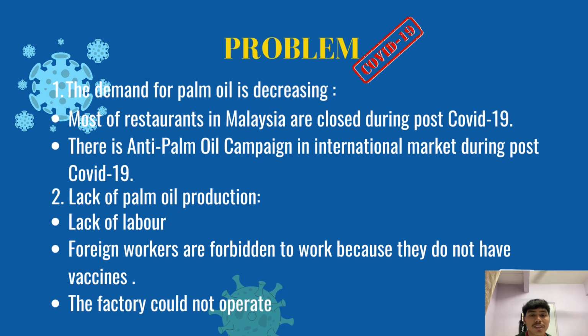The second is lack of palm oil production. Our industries are having a lack of labor because of movement control by the MCO. Next, foreign workers are forbidden to work because they don't have any vaccine. Because of all these reasons, the factory could not operate. So there is no palm oil production.